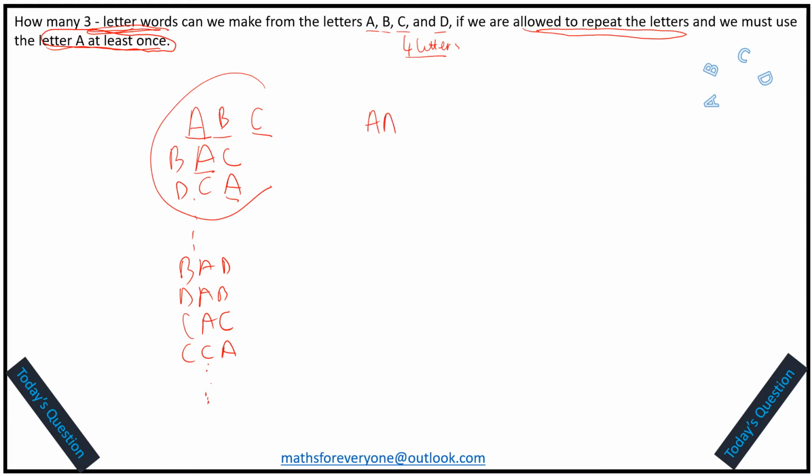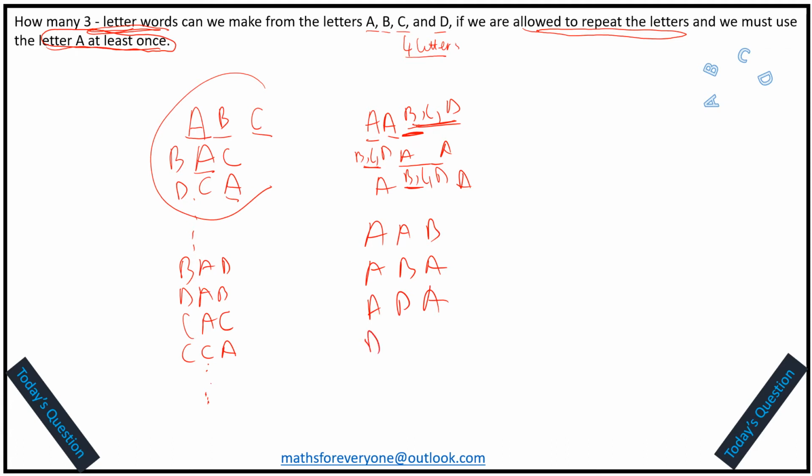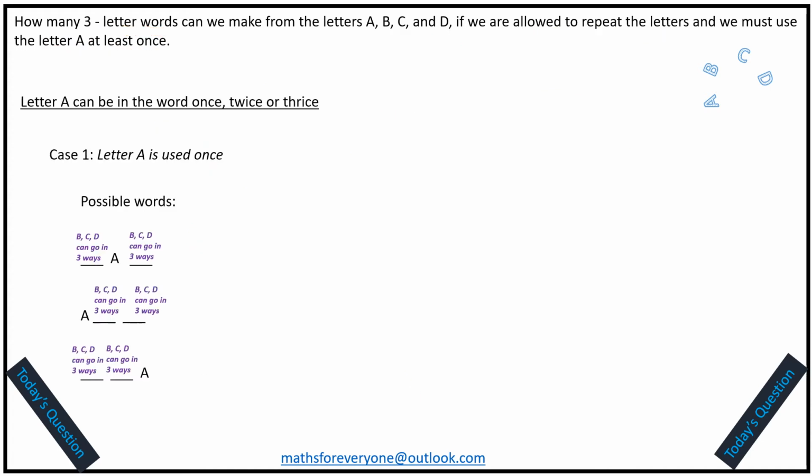If A is used twice, it can sit in the first and second positions, and the third position can be taken by B, C, or D, any one of them. Or the first place can be taken by B, C, or D and you have an A and an A. Or the middle place can be taken by B, C, or D, and you have an A and A. So the words could look like A, A, B, or A, B, A, or A, D, A, or D, A, A, and so on. The third option is all three A's. For each of these options, we have to find out how many words are possible. That is how we are going to do the question, and that is what the question is asking us to find out.